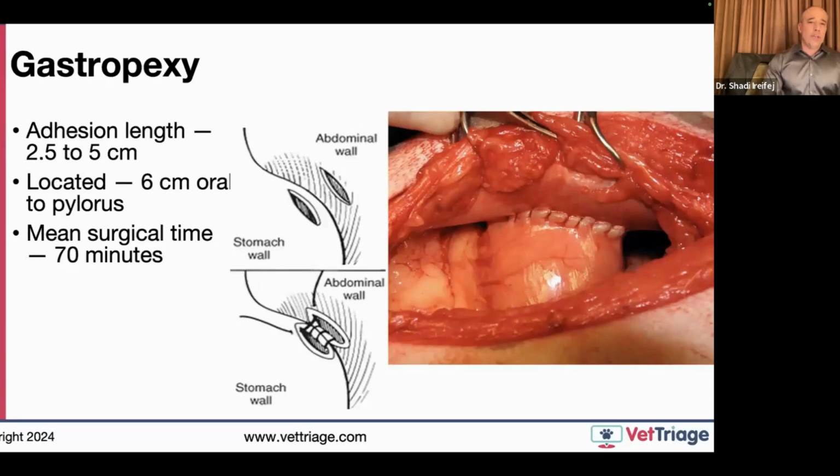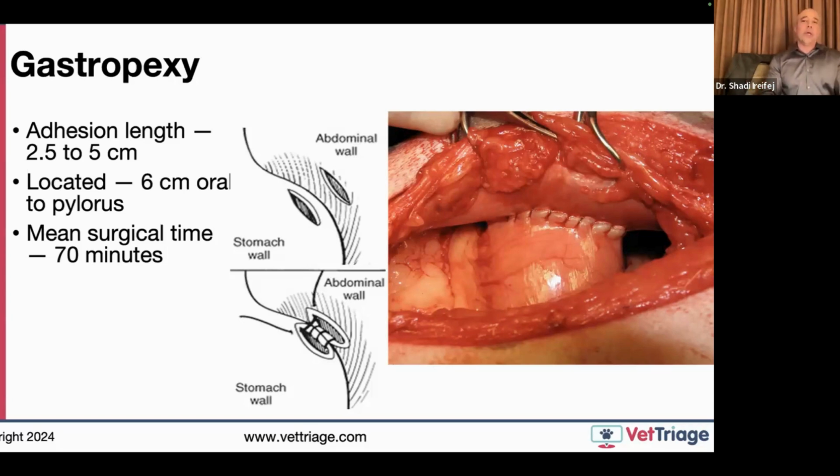Now, in regard to the location being 6 centimeters oral to the pylorus, I don't really measure it. For me, it just depends on where the stomach sits most naturally on the abdominal wall, because you're going to be in the OR with a large breed dog. It's a large body cavity. You're probably going to have Balfours or some sort of retraction of the abdomen. And not to mention there's probably ileus, and that's also going to be taking up space. So you want to make sure that the stomach pexying is going to be with minimal to no tension on the abdominal wall.